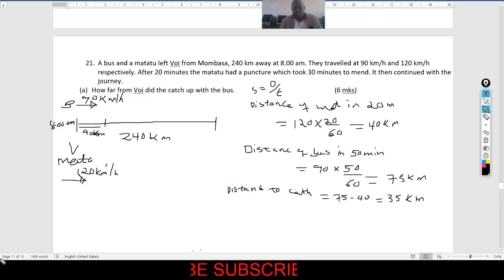35 kilometers. So that means that is the competing distance, and therefore we can find the time taken to catch up using relative speed. Our relative speed, when they move in the same direction, we subtract. It is 120 minus 90. This gives you 30 kilometers per hour. And therefore, if you have the relative speed and the distance that must be run, how far from Voi did the matatu catch up with the bus? So we need to find the time taken to catch up.